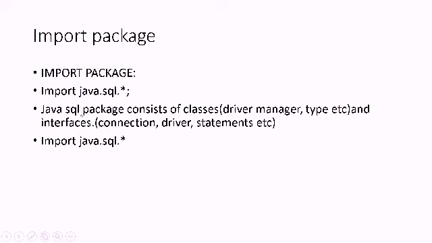This java.sql package consists of classes and interfaces. The classes are like DriverManager, Types, etc., and the interfaces are like Connection, Driver, Statement, etc. So the first line is import java.sql.*. This includes java.sql.Connection, java.sql.DriverManager, and java.sql.ResultSet. All these are included in this particular star.